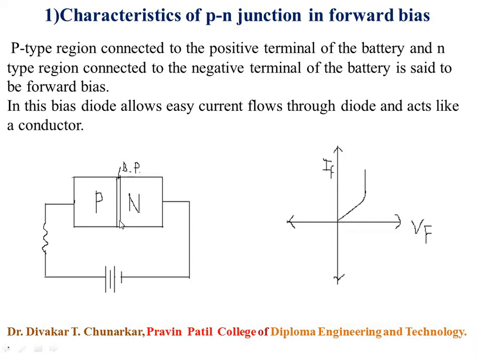In this case, free electrons from the N side are pushed towards the P-type semiconducting region. Similarly, the positive end of the supply will push the holes from the P side towards the N side region. With an increase in the external supply voltage, more and more holes and electrons start traveling towards the junction, as shown in the circuit diagram.